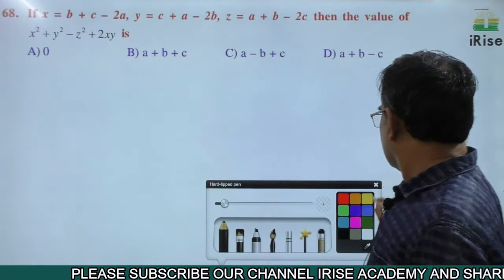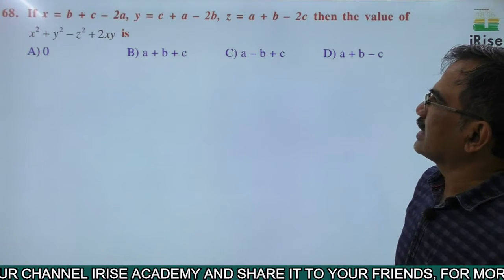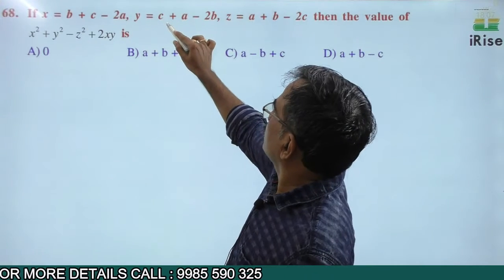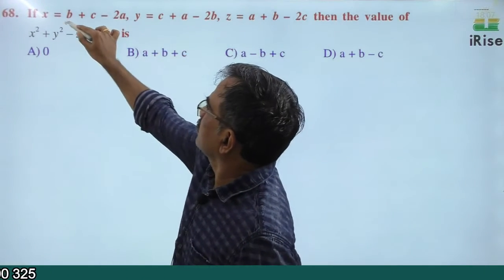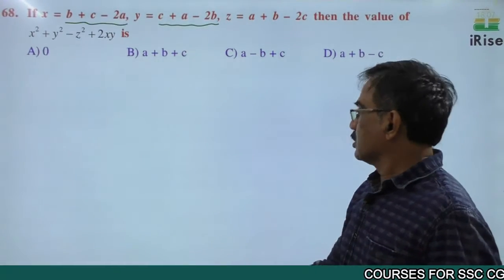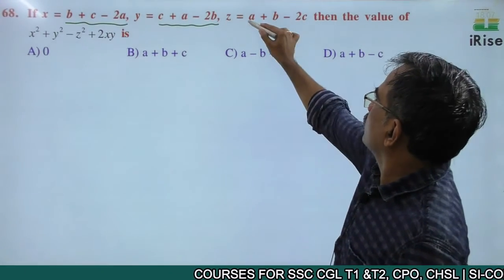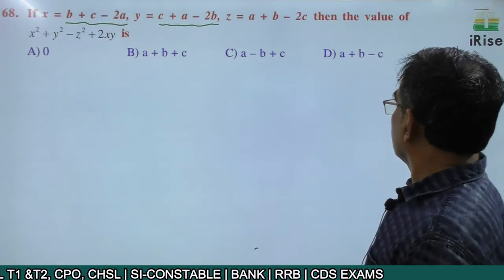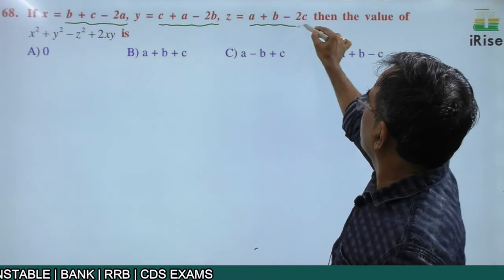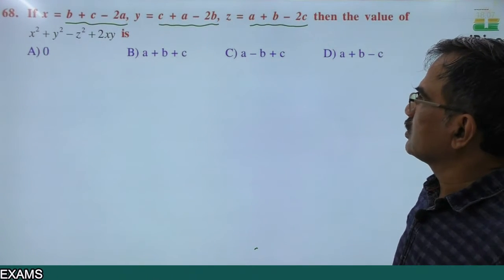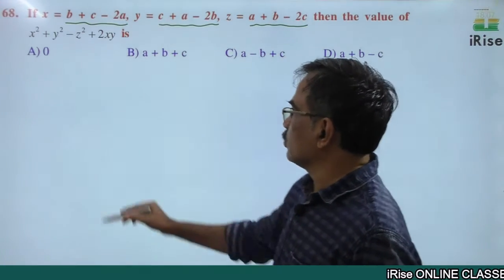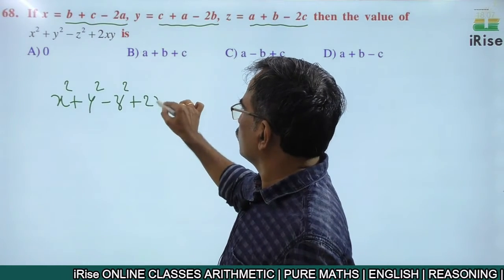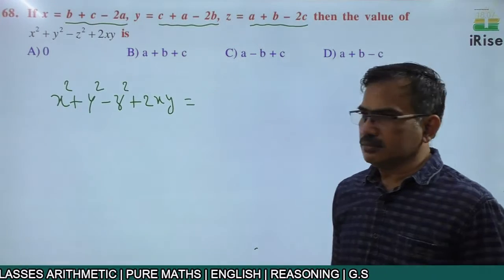This is a question. x is equal to b plus c minus 2a. y is equal to c plus a minus 2b. z is equal to a plus b minus 2c. Then what is the value of x square plus y square minus z square plus 2xy? See, the question is x square plus y square minus z square plus 2xy.